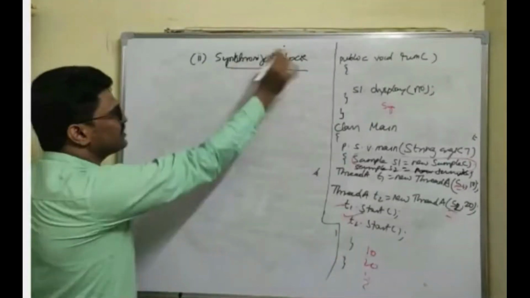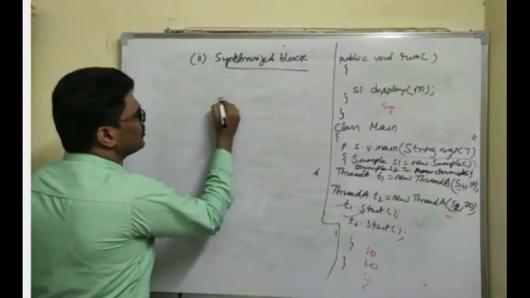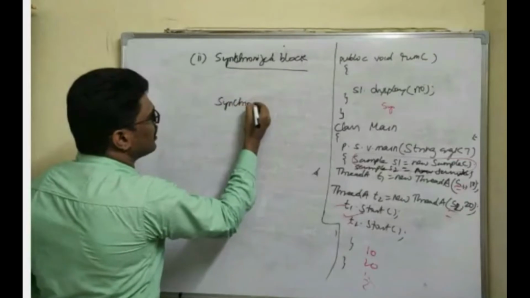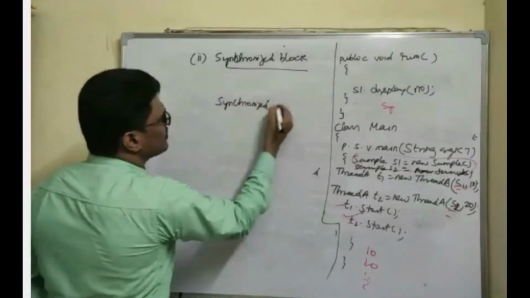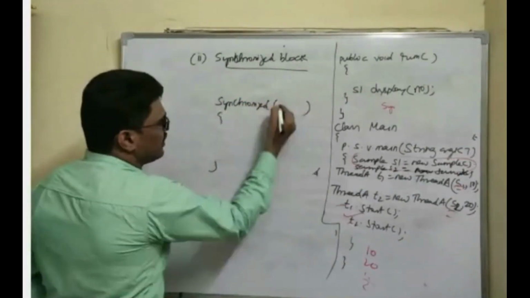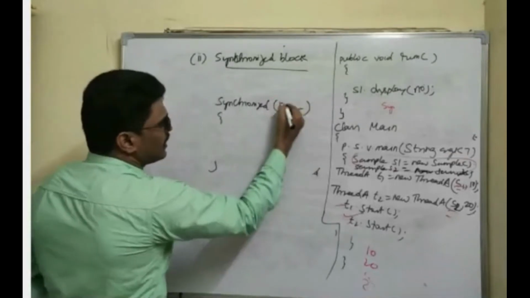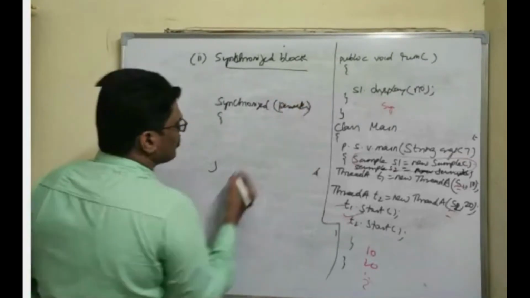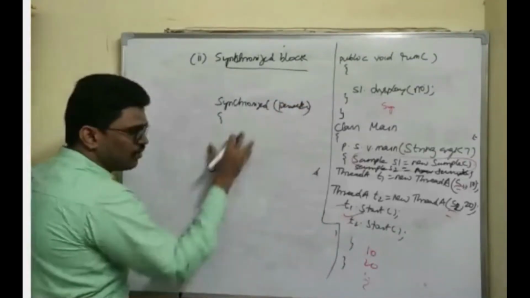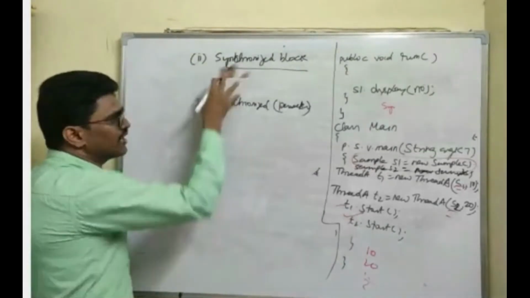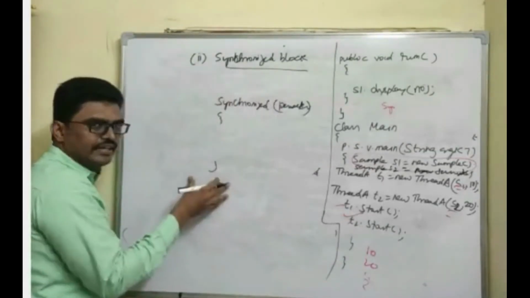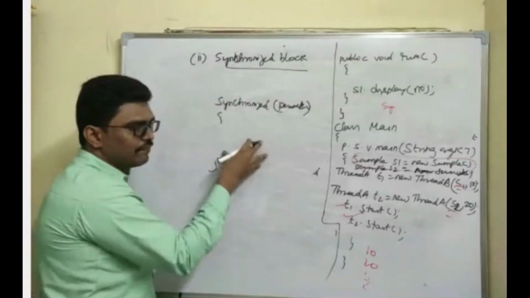So what is the main purpose of this one? We are going to synchronize a particular block of code. It takes a parameter. What parameter, I'll tell you later, we'll discuss. So it is going to synchronize a particular block of code, instead of synchronizing the whole method.